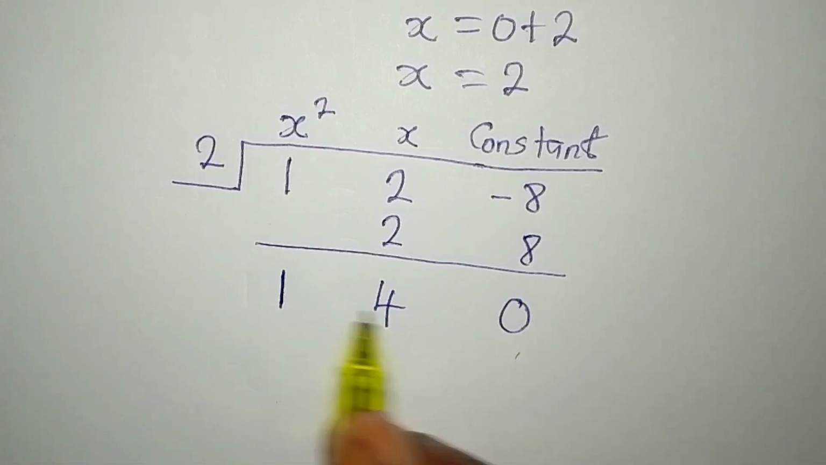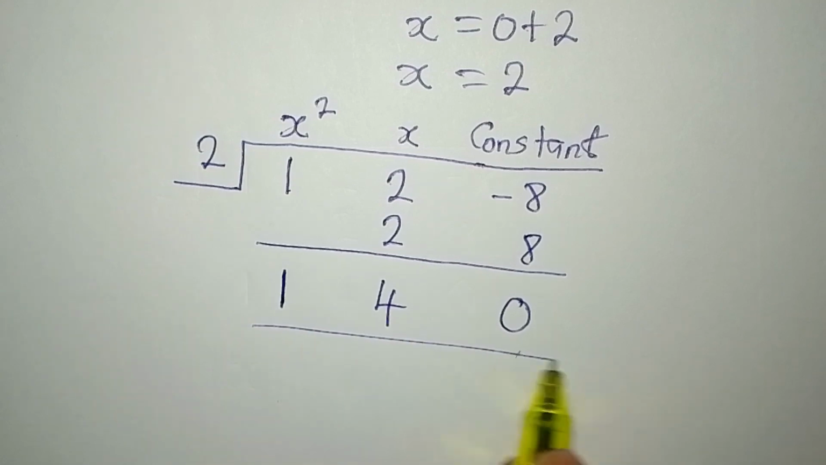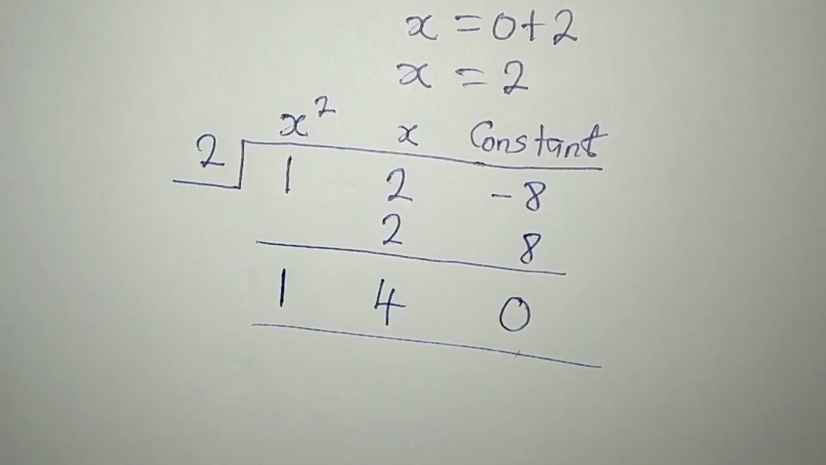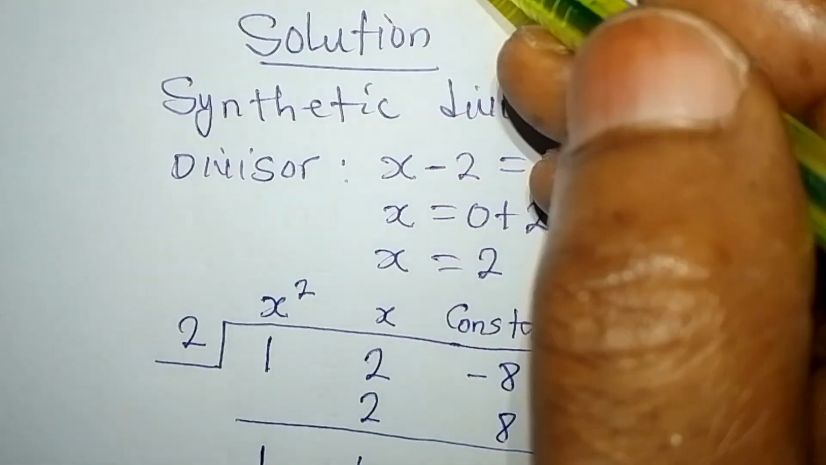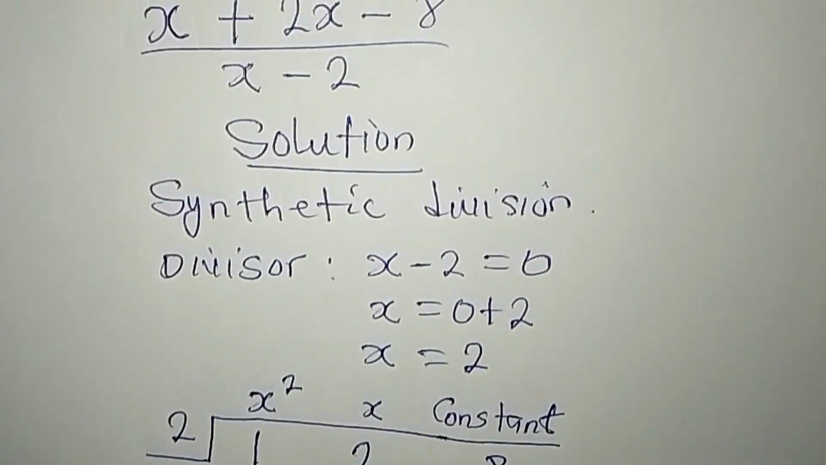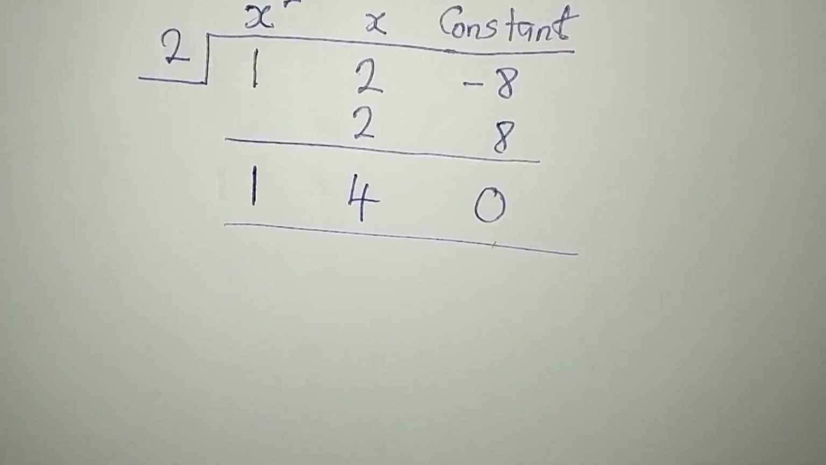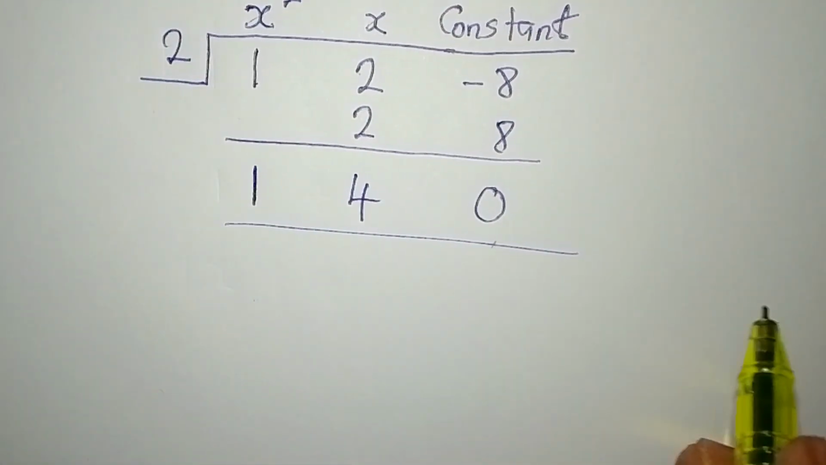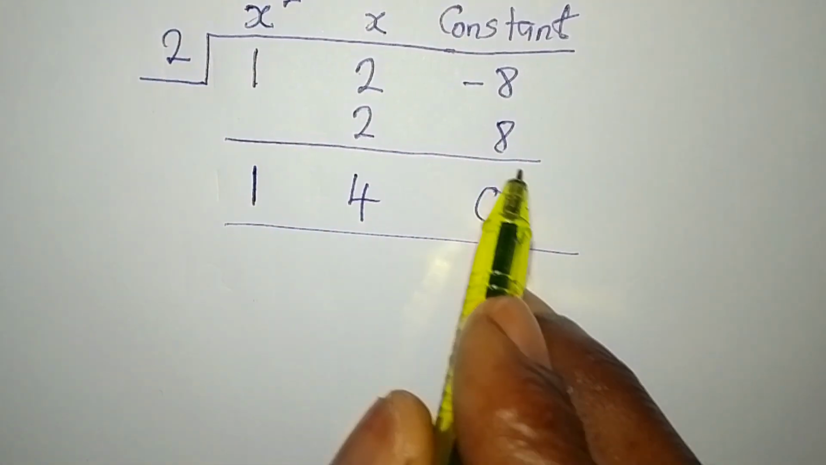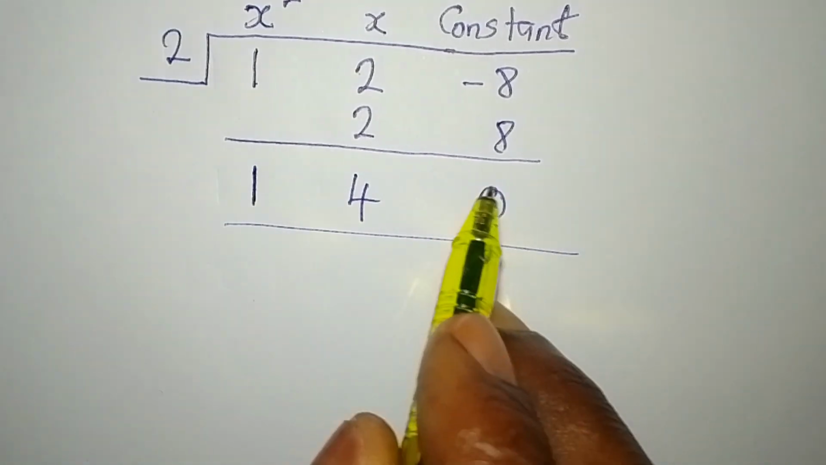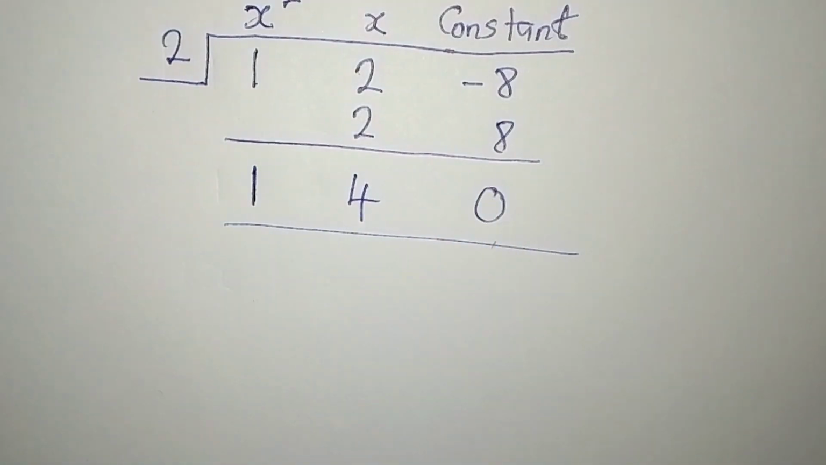Now what we have here will serve as the coefficient of the quotient. Remember, when you divide the dividend by the divisor, you have your result, and your result is the quotient. Good. So this will serve as the coefficient of the quotient, and this becomes the remainder. Now, let's continue from here.